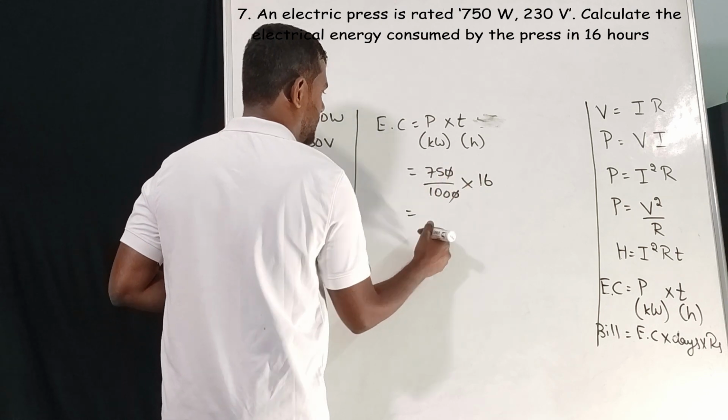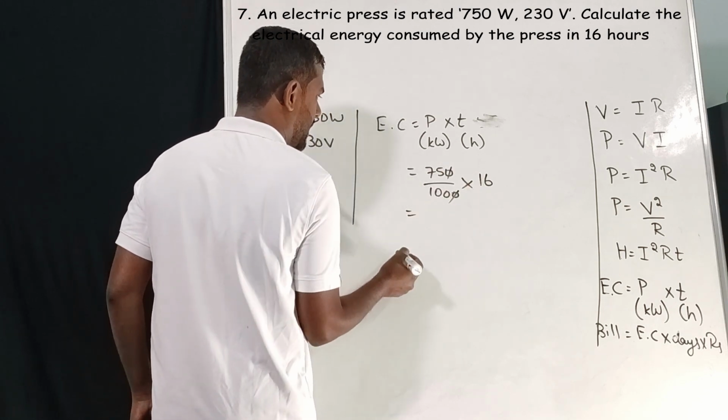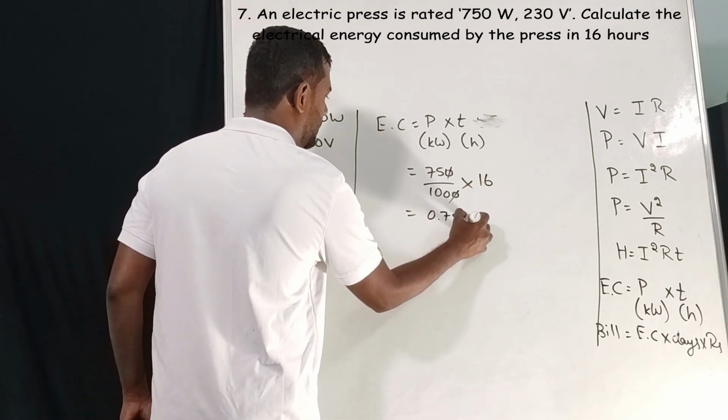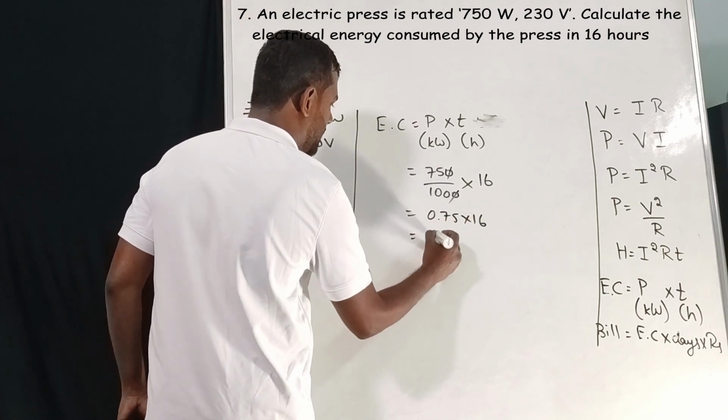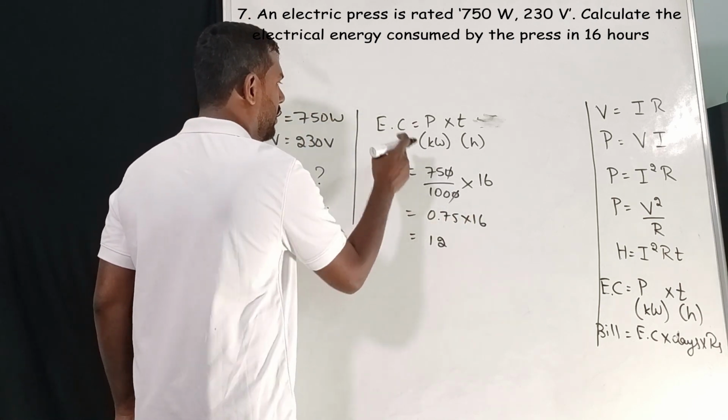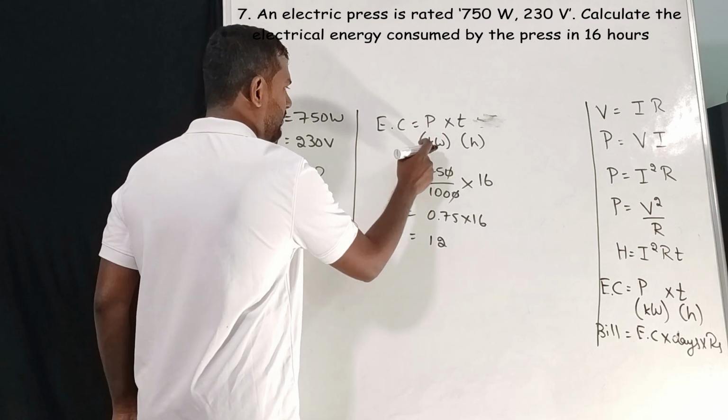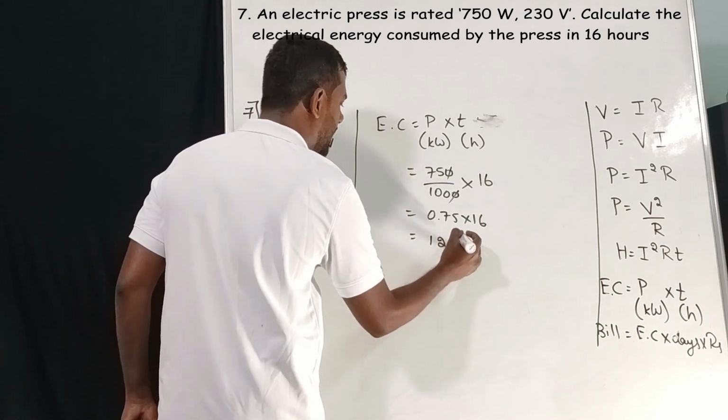So for 10 10, then 75 divided by 100 will be 0.75 into 16. You multiply it, you will get the answer as 12. So if you are finding energy consumption, that will be in terms of kilowatt hour.